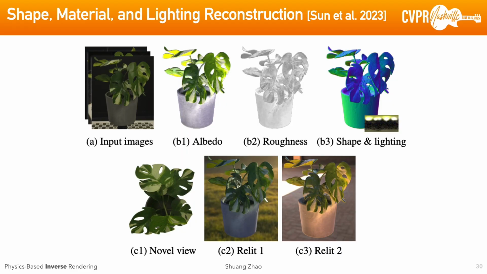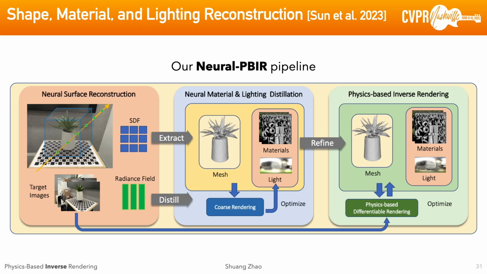Then this is more recent work. I think you might have seen this discussed in a few talks already. This is a new PBIR method, which is also the one I briefly talked about at the beginning of my talk. This work uses physics-based differentiable rendering to jointly optimize the shape, the material, and the illumination condition for one object, not at scene level yet.